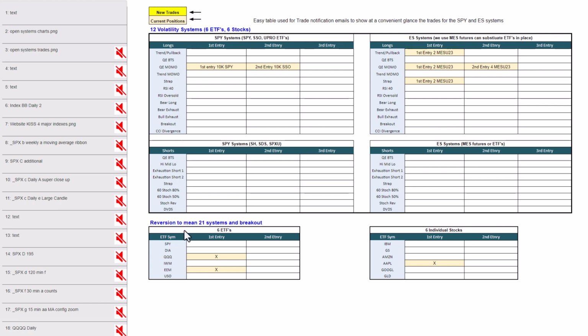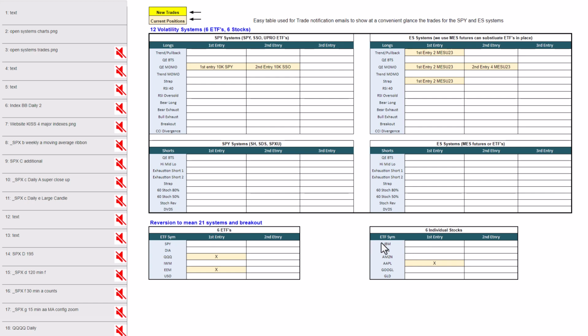About a month or 2 ago, I developed these 12 volatility systems. There are 6 ETFs and 6 stocks. That's what this table represents down here. And on the volatility systems, the triple Qs are long, EEM is long, and Apple is now long. Eventually, I'll be sending trade notifications out for the 12 volatility systems.